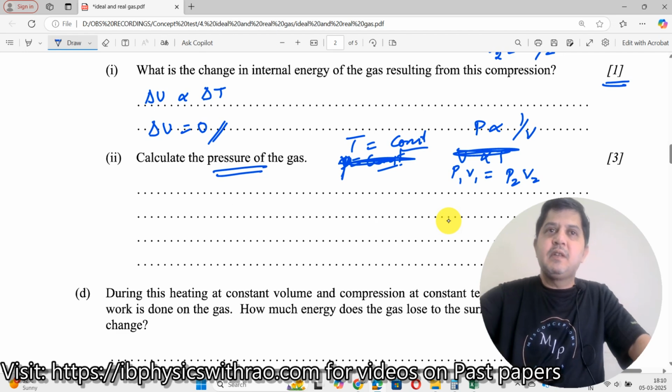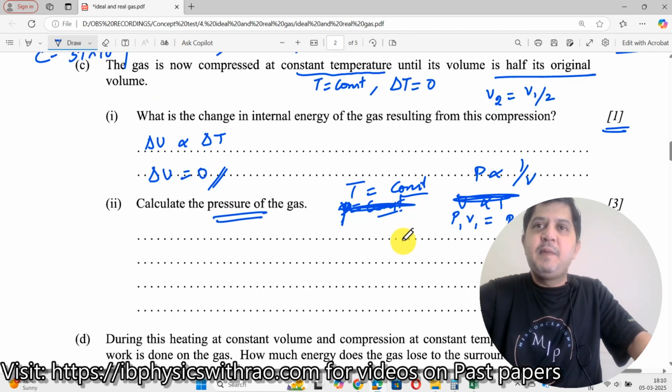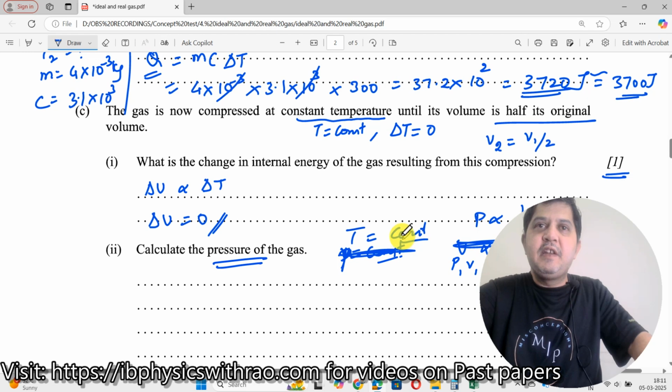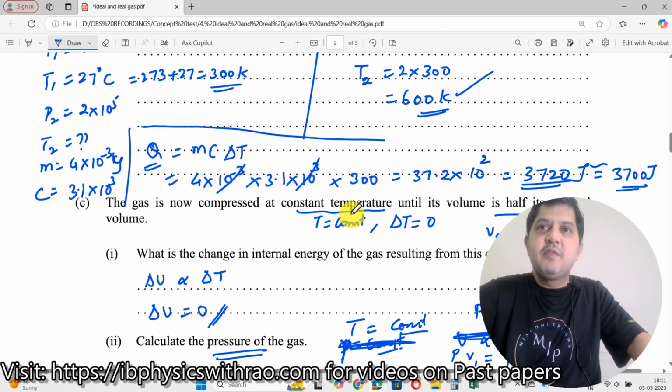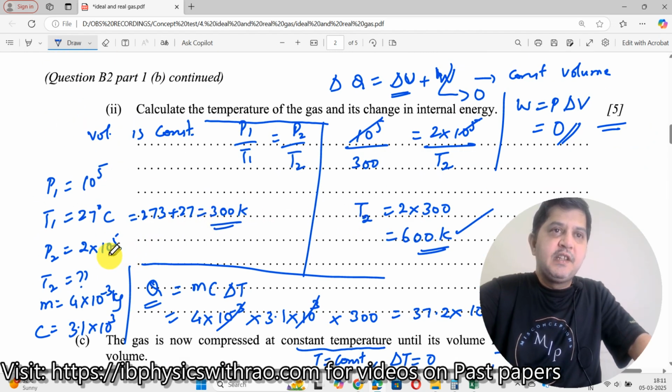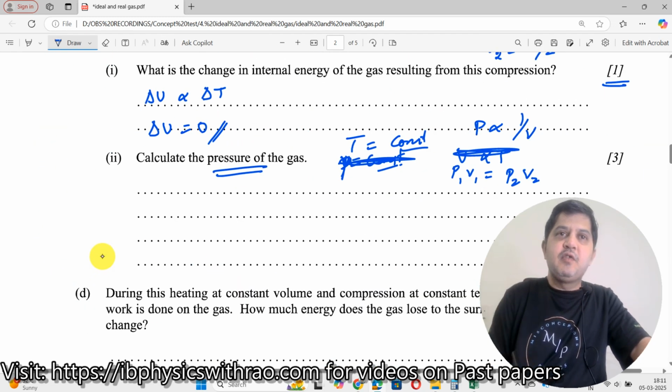What is P1? Now let us do this one here. What is P1? What is P2? We have to look at. What is P1 here? P1 was nothing but the pressure before the volume was changed, right? What was the pressure here? This was the pressure, 2 into 10 power 5.